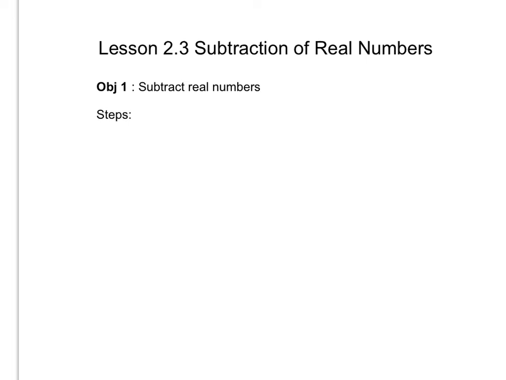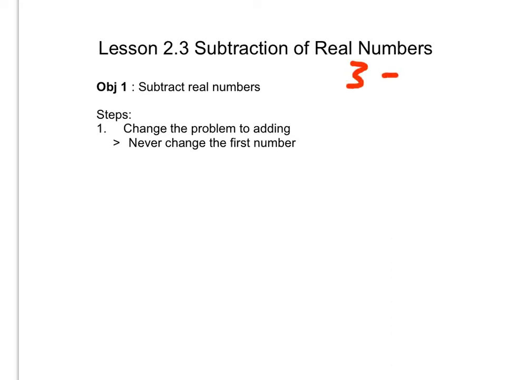Steps to subtracting real numbers that you need to write down. 1 is to change the problem to adding. When we change the problem to adding, you never ever change the first number. So for example, if I've got 3 minus 5, I'm going to change the problem to an addition problem. The first number, 3, stays the same.